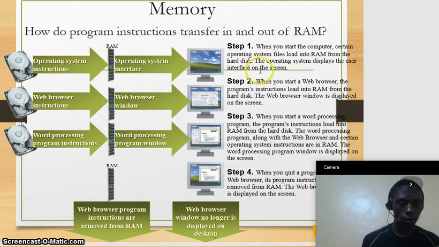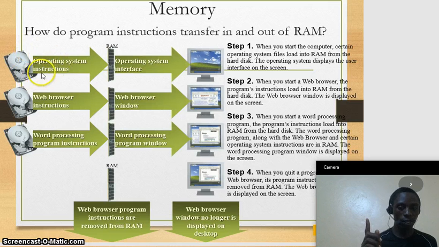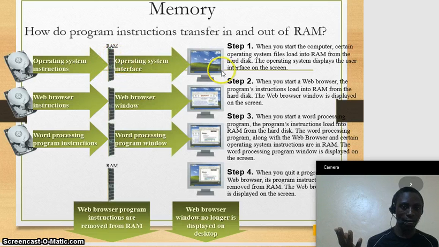Step 1 is when you start the computer, certain operating system files load to the memory. Remember, the operating system is stored or installed on the hard disk, and when you start your computer, they load it to the memory. Later on it displays something on the computer screen, on the monitor.